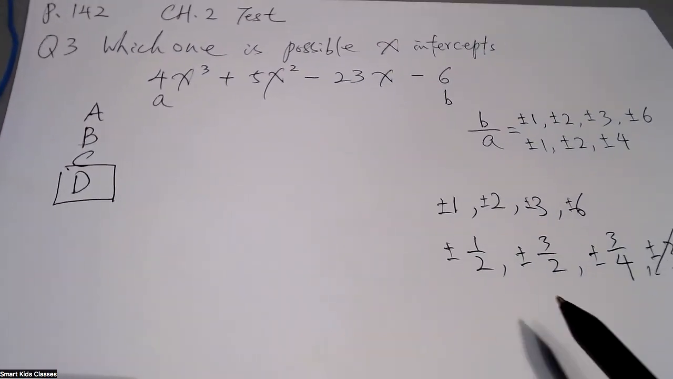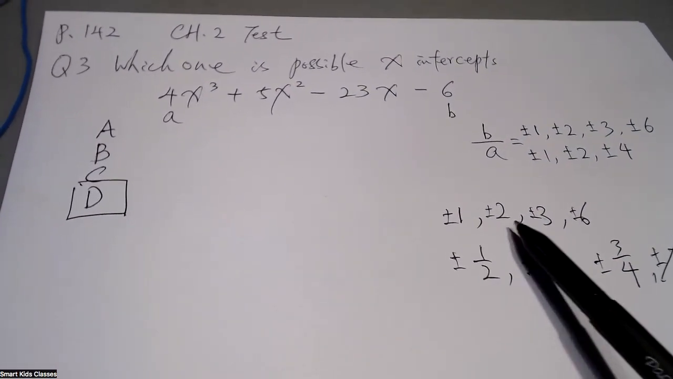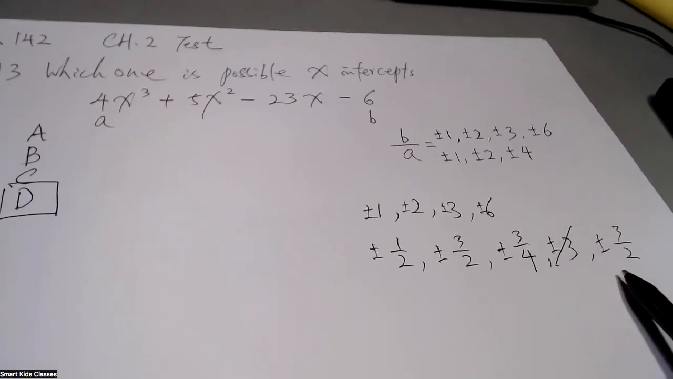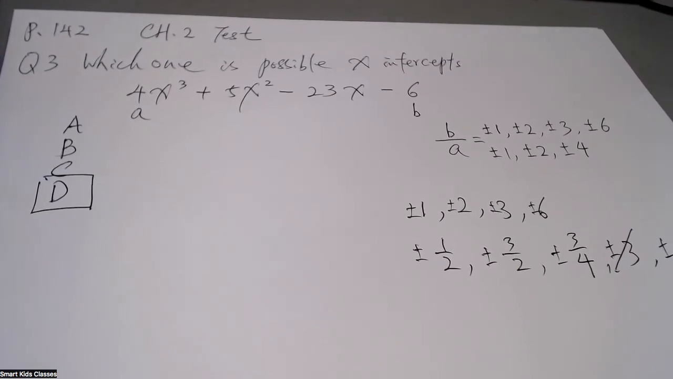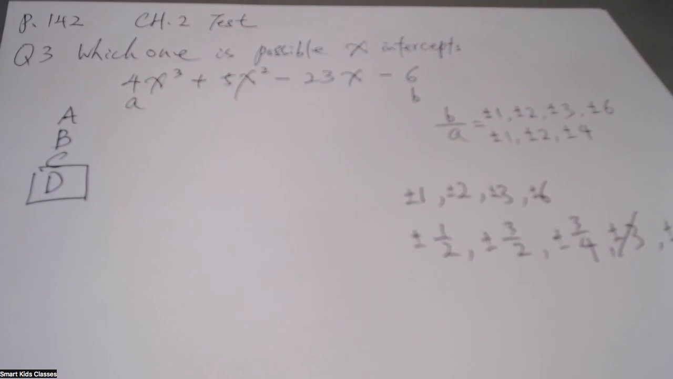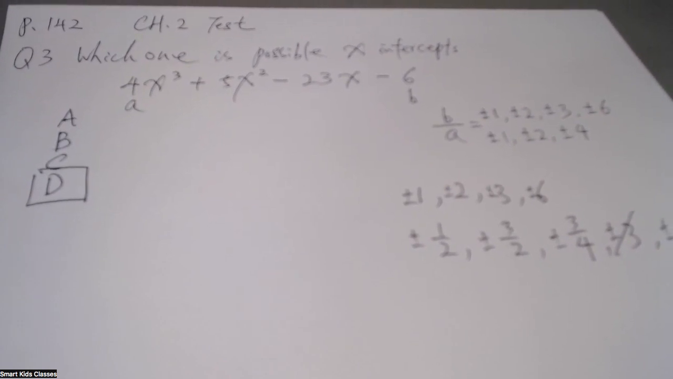So D will be the answer: positive, negative 1, 2, 3, 4, 6, 1 over 2, 3 over 2, 4 over 3, and 3 over 2. That's the answer for question 3. Let's move on to question 4.